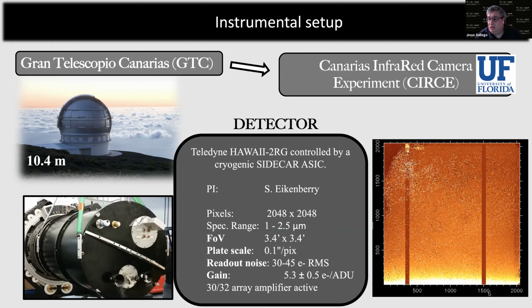I have to notice here, or it's worth noting, that the cosmetic of the detector is extremely bad. In fact, 2 out of the 32 amplifiers are out of work, and this is why you see these 2 narrow shadows in the vertical direction.